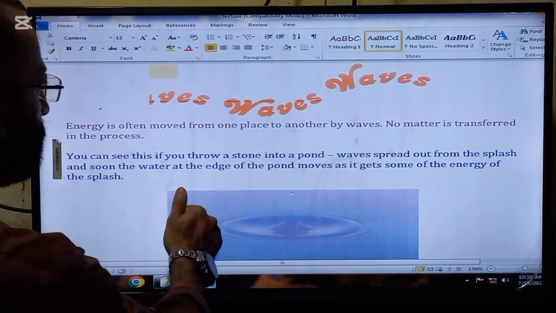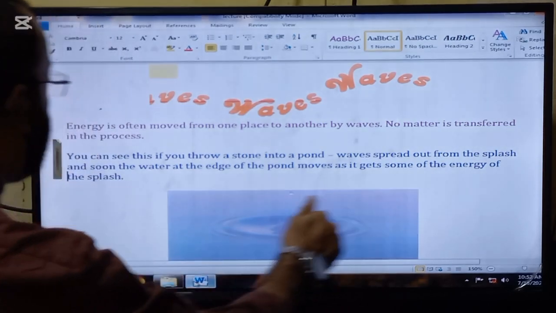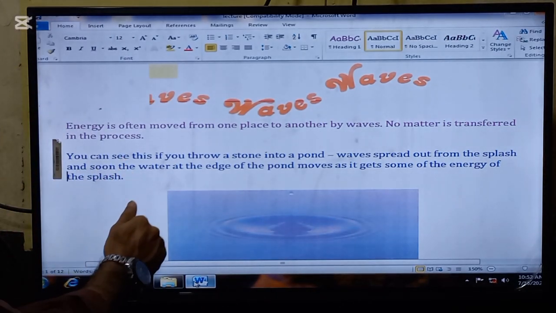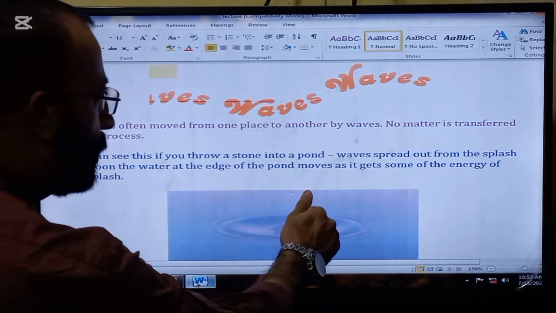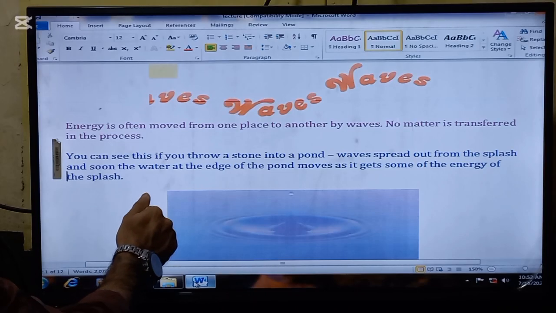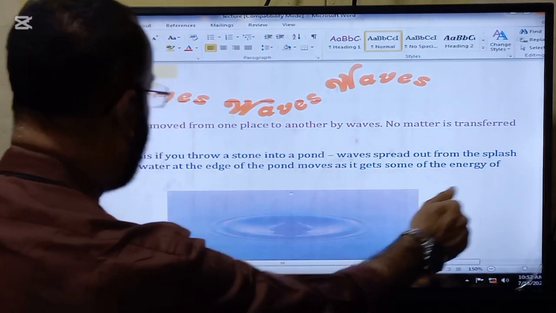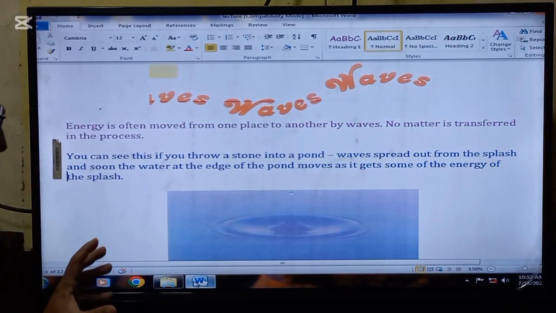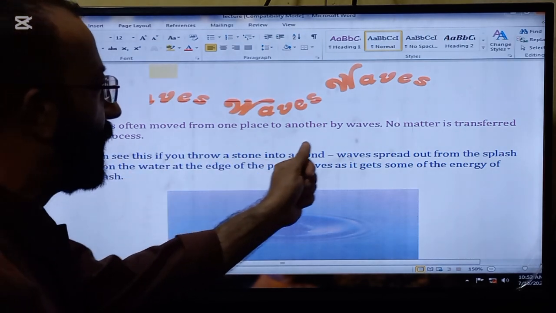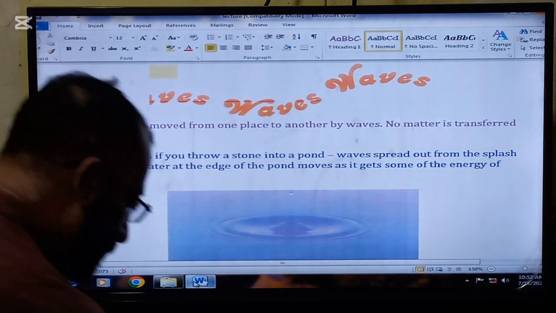Energy is often moved from one place to another by waves. No matter is transferred in the process. You can see this. If you throw a stone into a pond, waves spread out from the splash, and soon the water at the edge of the pond moves as it gets some of the energy of the splash. So very important point to be remembered. Energy is often moved from one place to another by waves, but no matter is transferred in the process.